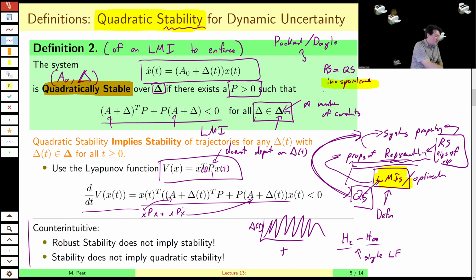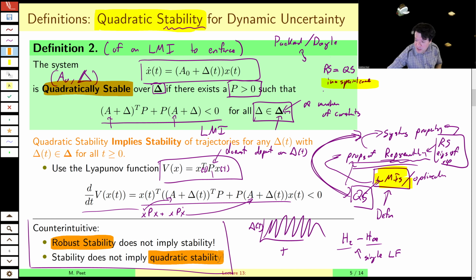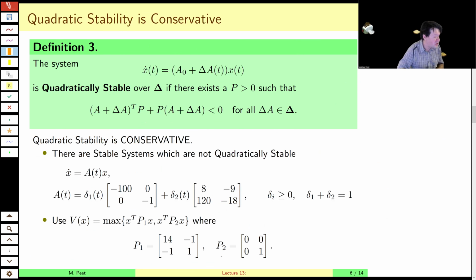So this is interesting. We have two notions of stability: robust stability, which doesn't imply stability, and now quadratic stability, which does imply stability, but is actually not equivalent to stability in any sense. So we can see that more clearly on the next slide. This is just a repeat of the definition of quadratic stability, so nothing new there.